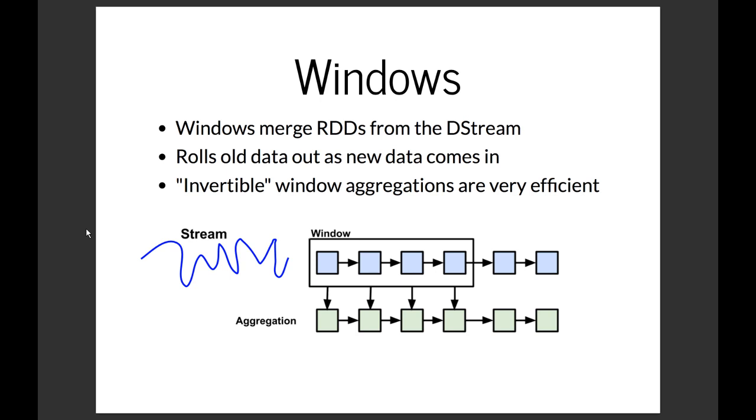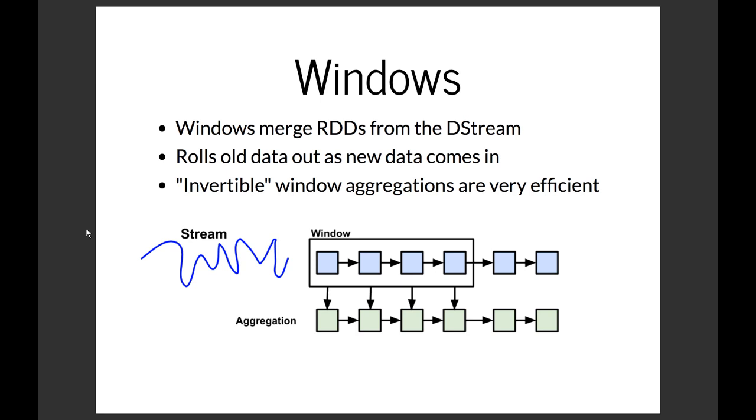So what a window does is it merges RDDs, essentially, from the DStream. And what I mean by that is it's basically an aggregation. A window is an aggregation that occurs over a finite amount of time. So what happens is new data comes in, old data rolls out of the window, and your aggregation changes and gets emitted as you go.